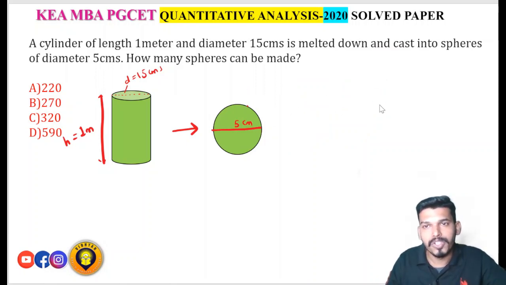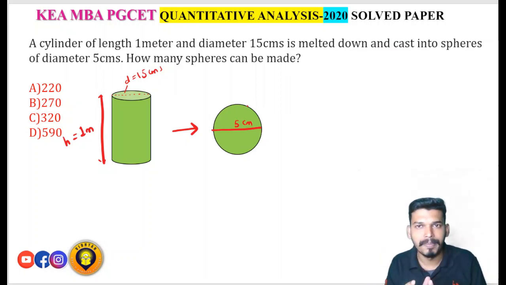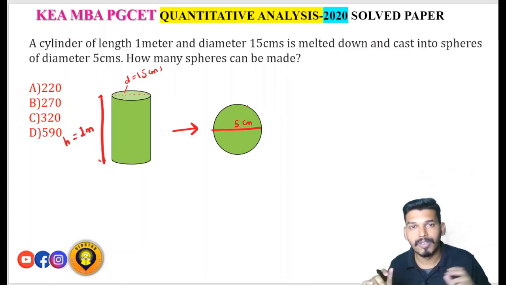So for that, what you should know is, when you melt the cylinder, the whole volume is melted. From the whole volume of the molten cylinder, you will convert it into spheres. So from the volume of the cylinder, you can form that many spheres, correct?